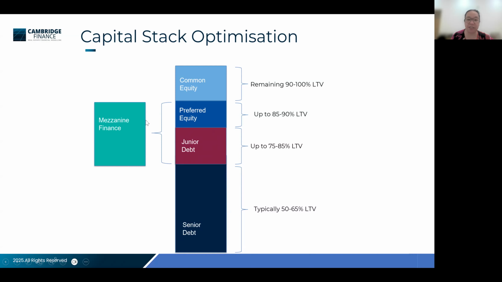we have mezzanine finance, and the mezzanine finance tends to be around junior debt. So the subordinated debt, junior debt, we still call it mezzanine, but the technical term is junior subordinated debt. And then we also have preferred equity, which is further up on the capital stack. So when we are optimizing the capital stack, the idea is that you would get as much debt as you could, for example, and then the rest will be common equity.